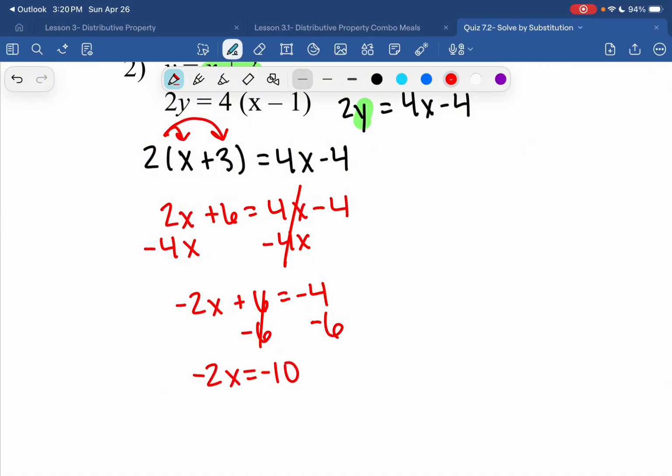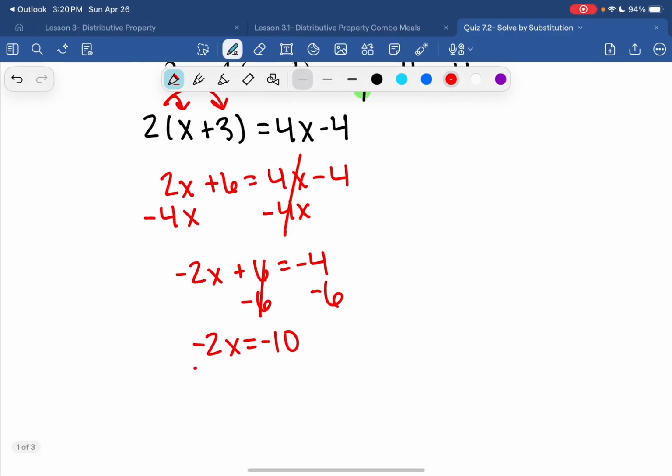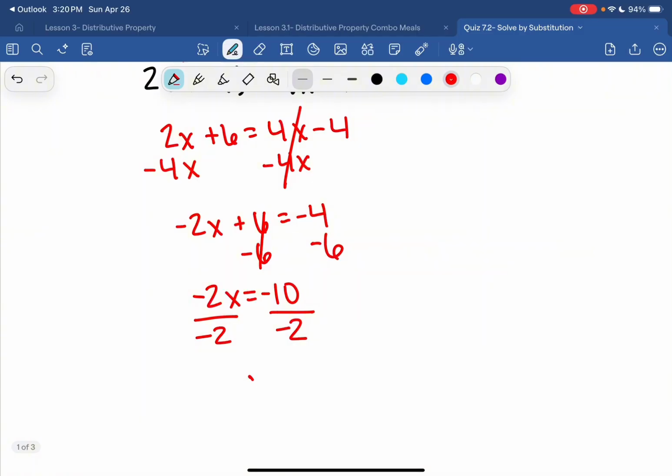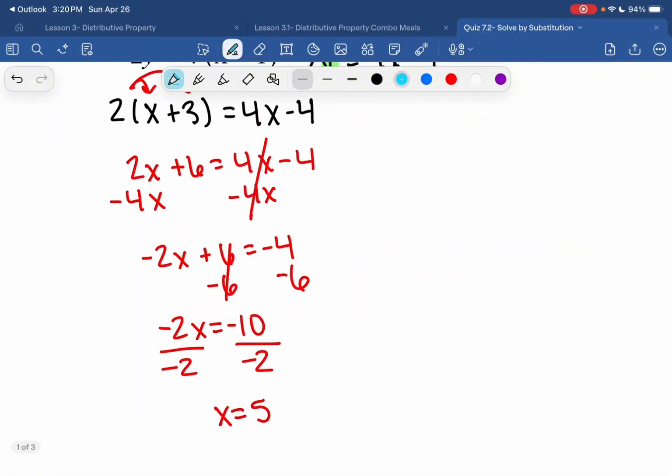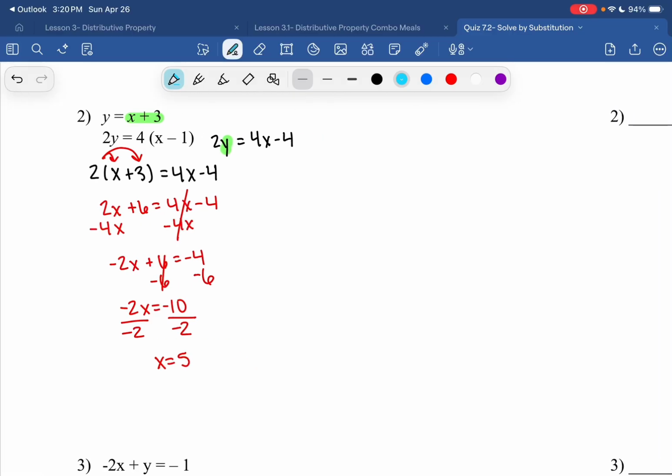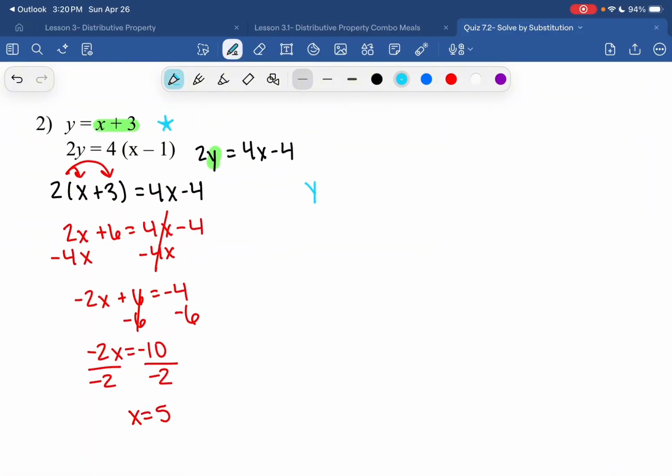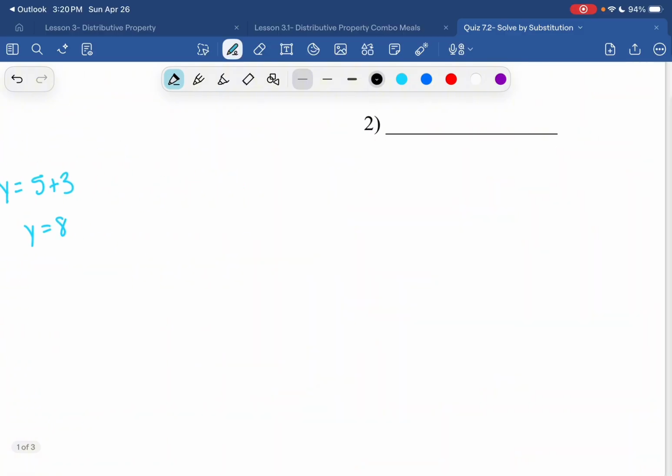This is a one-step equation. I divide by negative 2, and a negative divided by a negative is a positive. So I got x equals 5. I'm going to come up here and plug it into my original equation. Because it already says y equals, that's the easiest thing to do. So I have y equals 5 plus 3, which is 8. And you need to write your answer as an ordered pair.